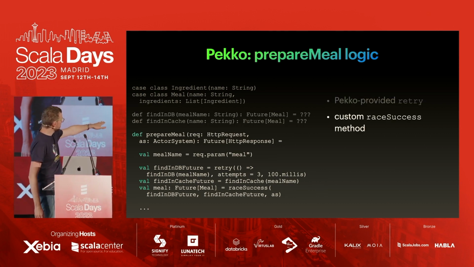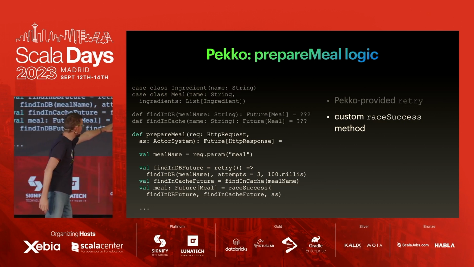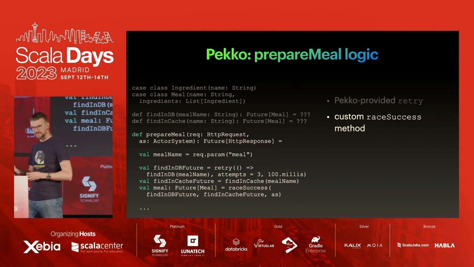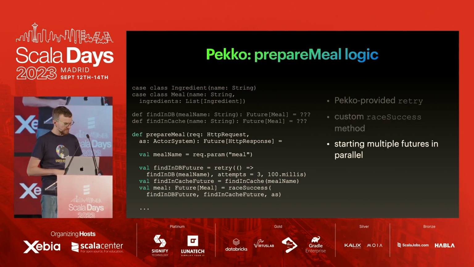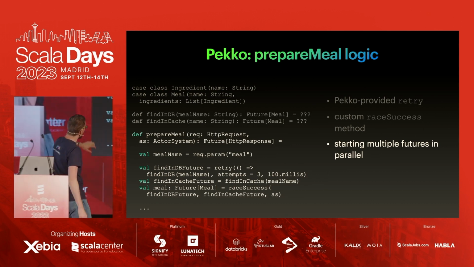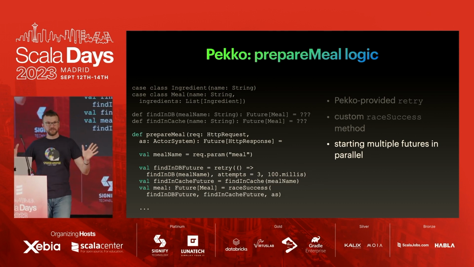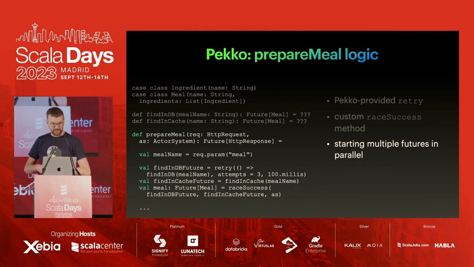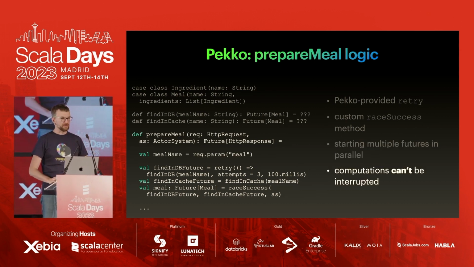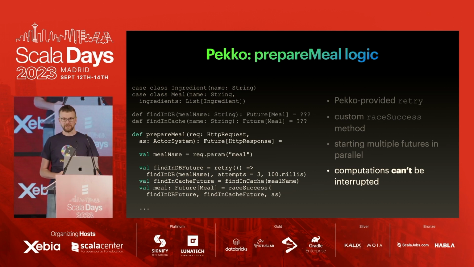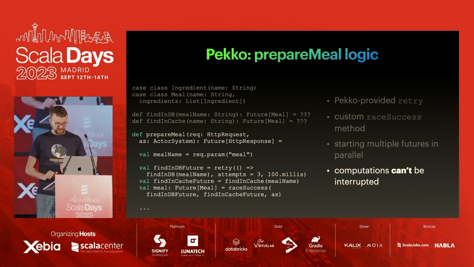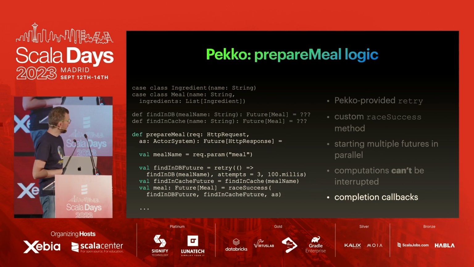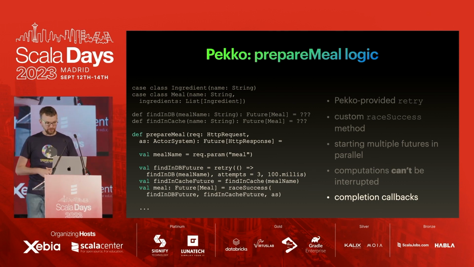Now for the race success, which is over here, for the racing, we actually need to implement our own because there's nothing in the library. So we will see how you can implement this in a second. Now we want these two to happen in parallel. So we just start these futures, we let them run. They are eagerly evaluated. What's important is that these computations can't be interrupted, right? So even if the faster one wins, the other one will run into completion anyway. There's no way we can stop the other one. And we have to use completion callbacks to do error handling.